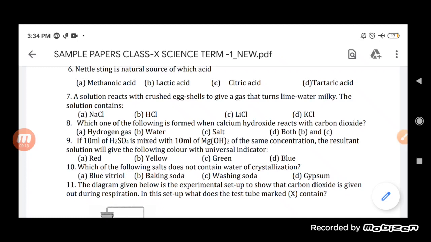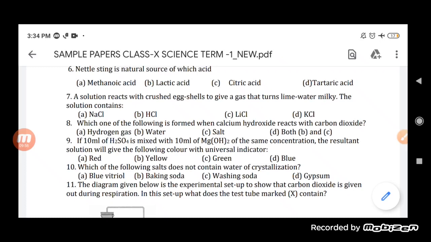Students, if we take 10 ml of sulfuric acid and mix it with 10 ml of magnesium hydroxide of the same concentration, then the resultant solution with the universal indicator gives a green color, because magnesium hydroxide and sulfuric acid react with each other and neutralize. The universal indicator will give the green color.